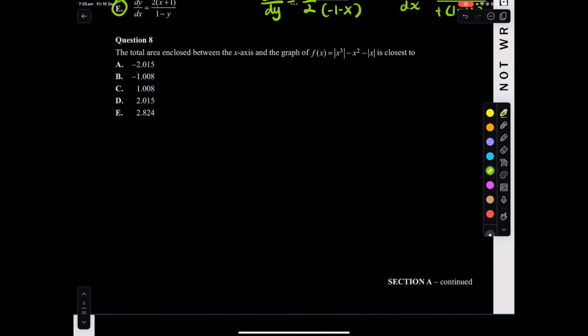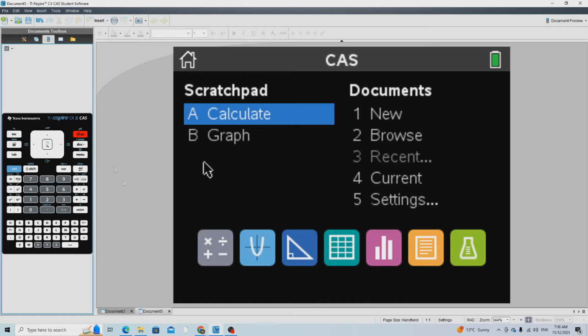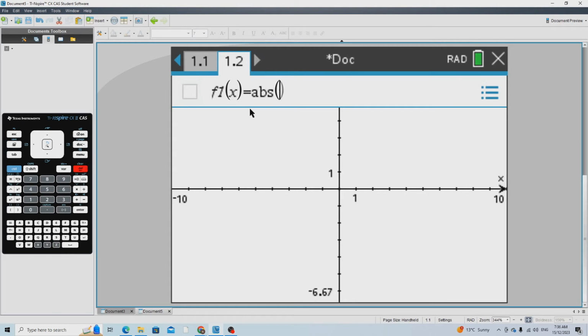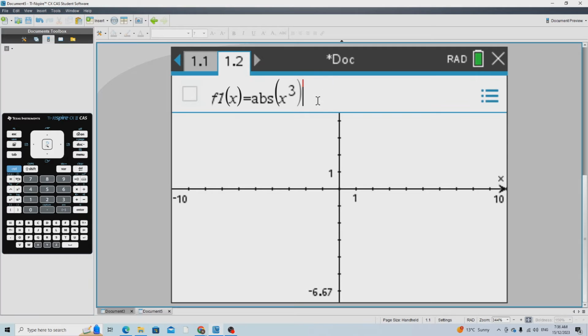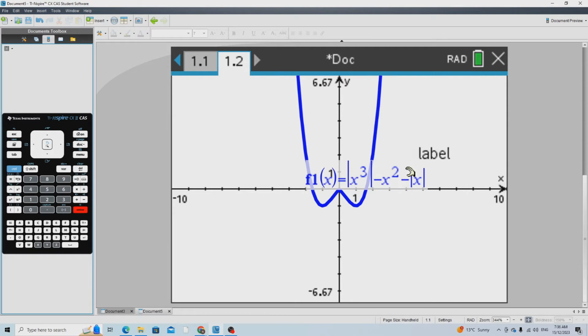Question 8. The total area enclosed between the x-axis and the graph of this is closest to what? When you get a question like this, which is the area and it's closest, you can use your CAS to your advantage. Let me show you. This is a quick way, especially when you get decimal places like this. So go on your graphing and graph this: absolute value of x to the power 3 minus x squared minus absolute value of x. And we get this over here.